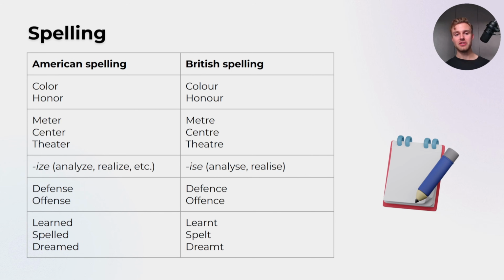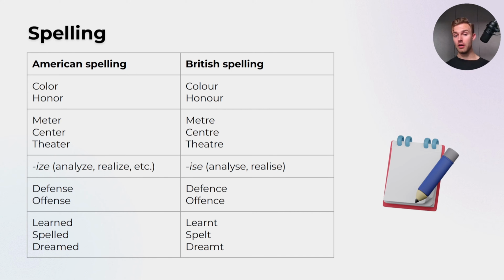Meter, center, and theater in American English are spelled ER, but in British English, they're spelled RE. In American English, words that end in -ize, so analyze and realize, are often spelled with a Z, and with an S in British English. So analyse with an S or realise with an S.